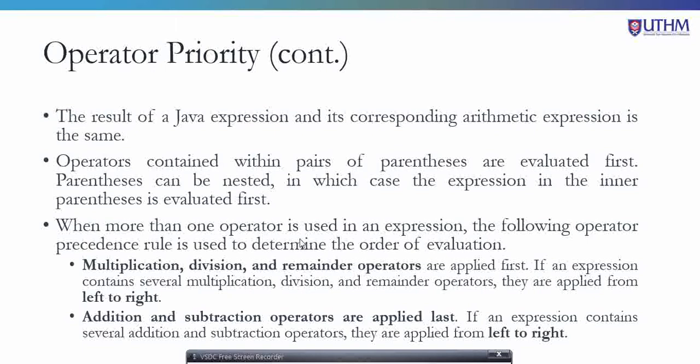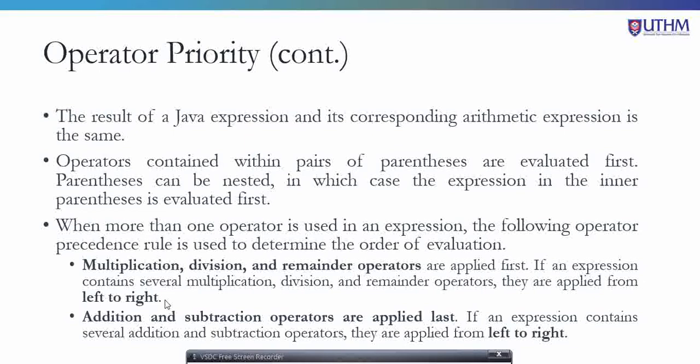When more than one operator is used in an operation, the following operator precedence rule is used to determine the order of evaluation. So by right, it should perform multiplication, division, and remainder operators. If an expression contains several multiplication, division, and remainder operators, they are applied from left to right. Okay. So, according to sequence from left to right.